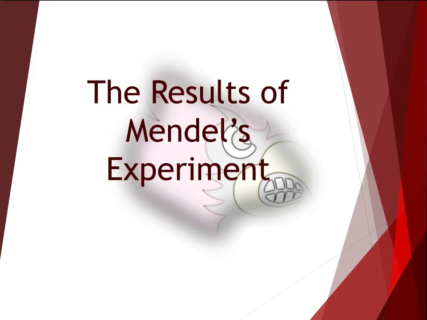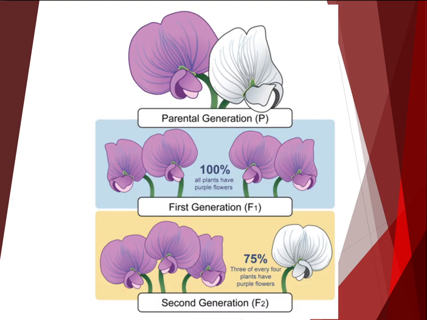The results of Mendel's experiment. Surprisingly, Mendel found that all of the F1 generation plants had purple flowers, even though one of the parental plants had white flowers. Mendel wondered whether the trait of white flower color somehow disappeared during the breeding process. This turned out not to be true.